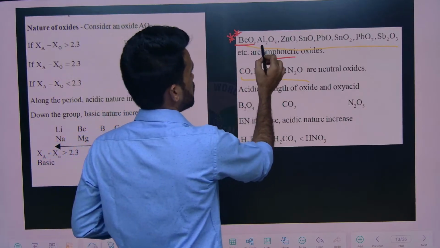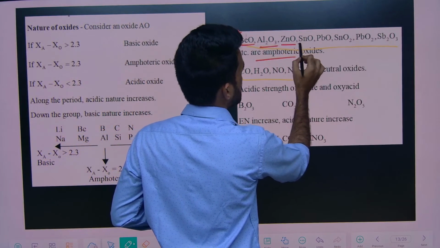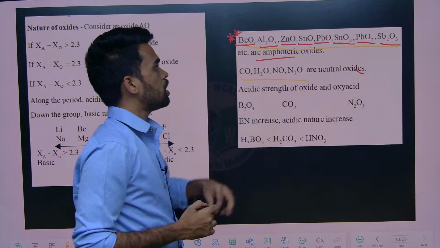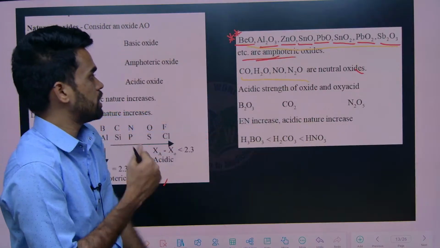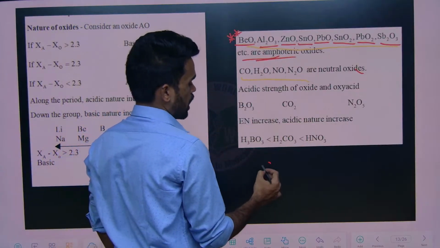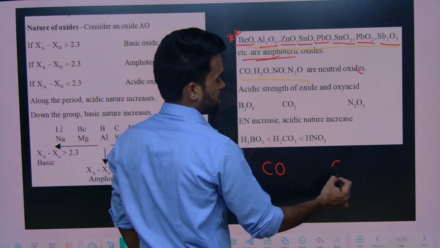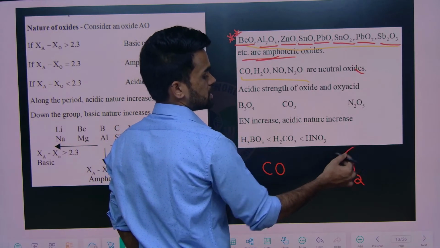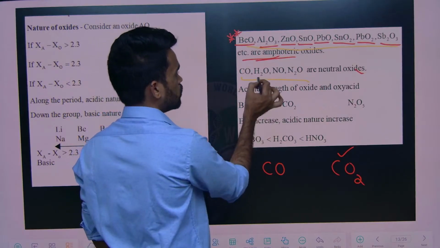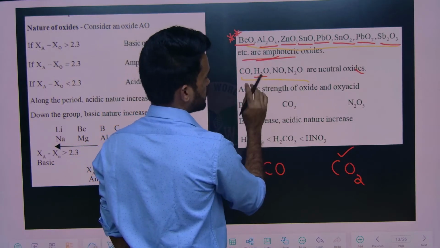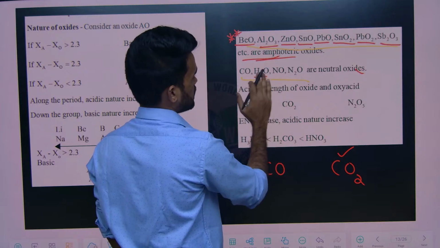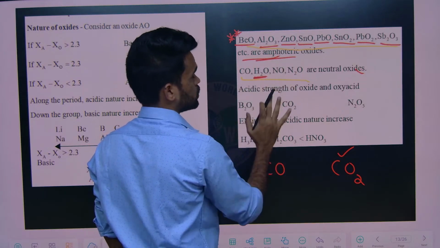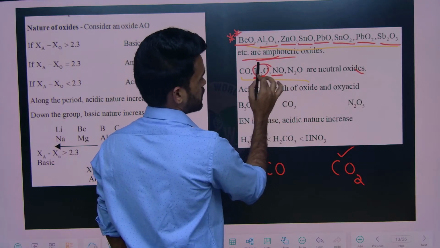Okay, so Al2O3, zinc oxide, SnO, PbO, SnO2, PbO2, Sb2O3, all these are examples of amphoteric oxides. The next, carbon monoxide is neutral, whereas carbon dioxide is acidic. The more the number of oxygen atoms, the more its acidic nature increases. Now next, water is considered as neutral here.